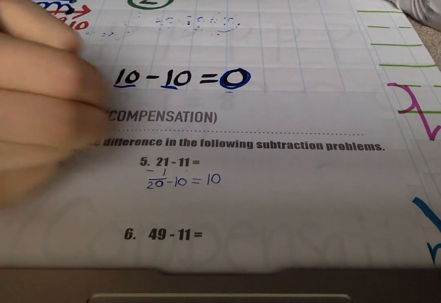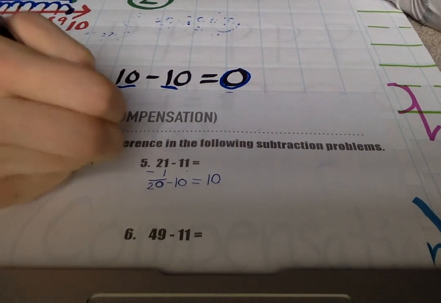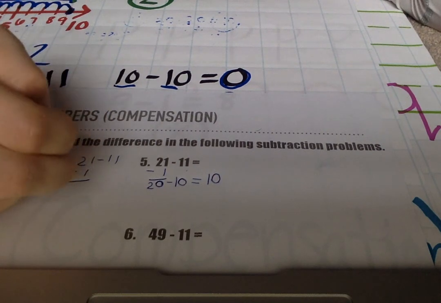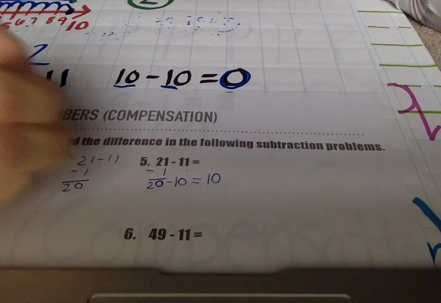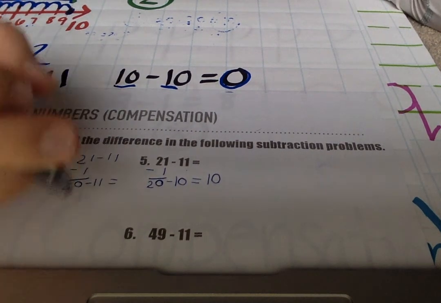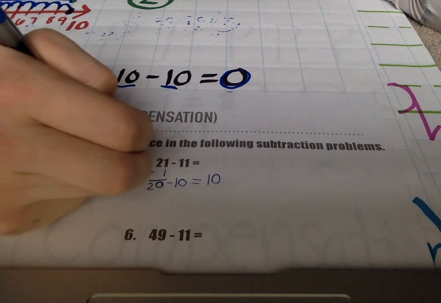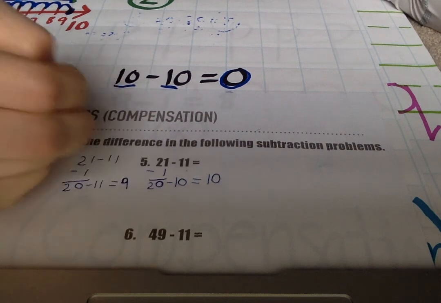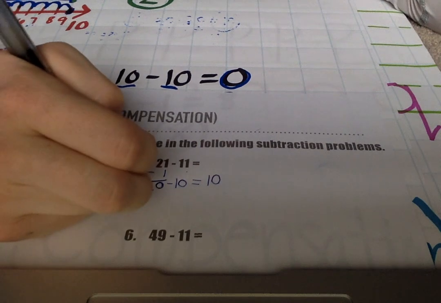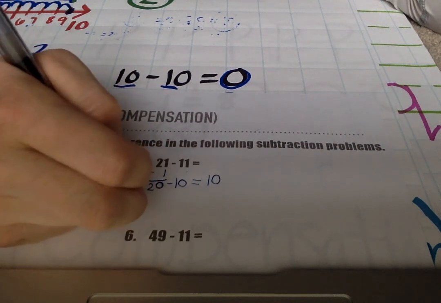I also could have done 21 minus 11 by taking away 1 from the 21 again, and making that 20. Subtracting 11, which is a little trickier than 10, but we can still do it. It's 9. And then adding this 1 back on at the end. My answer would still be 10.